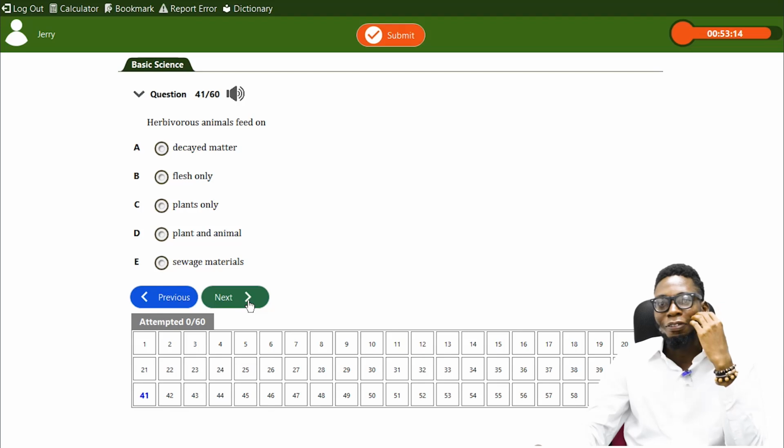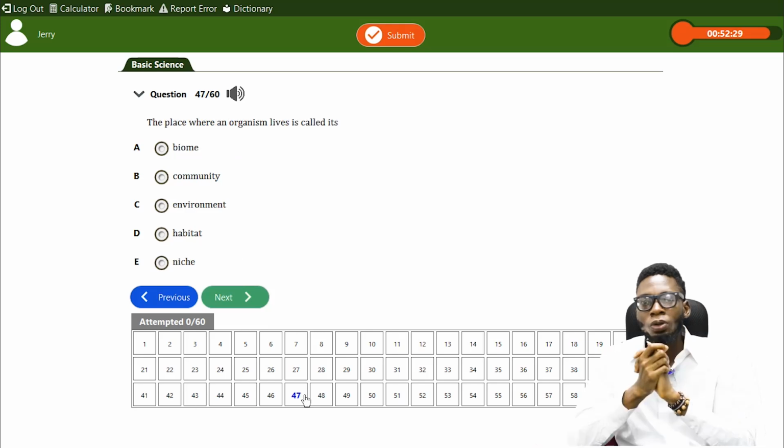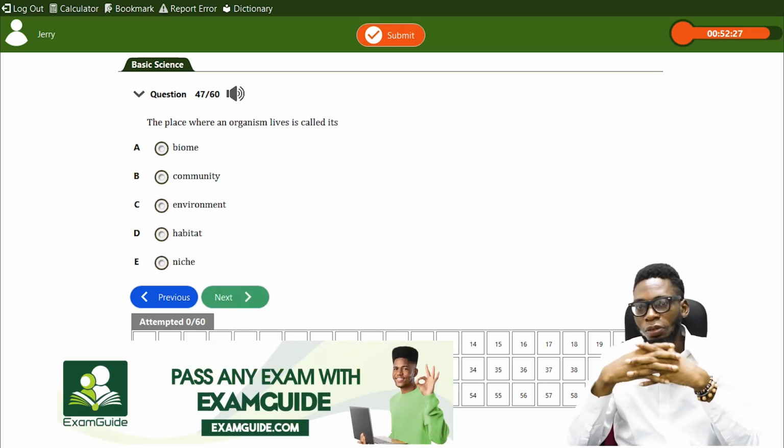So what about the ones that feed on flesh only? We have a name for it. From the lesson, we know that it's carnivorous animals. And then the ones that feed on plants and animals, from the lesson, we understood that those ones are called omnivores.